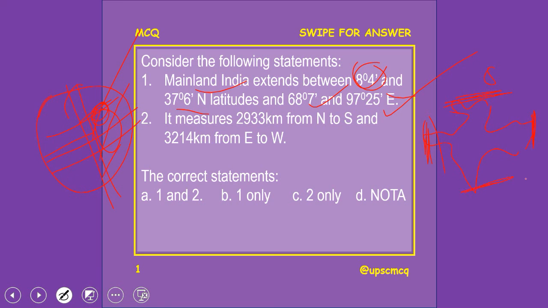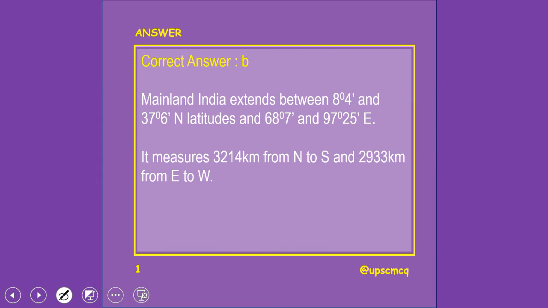And this is 8 degree 4 minutes latitude, somewhere here near Indira Point. I'm sorry, I believe that 8 degree 4 minutes is somewhere here. Indira Point is not here, but anyway I will get back to you on that. And it measures 2933 km from north to south and 3214 from east to west. That is incorrect. These are exchanged, so the correct answer should be B.